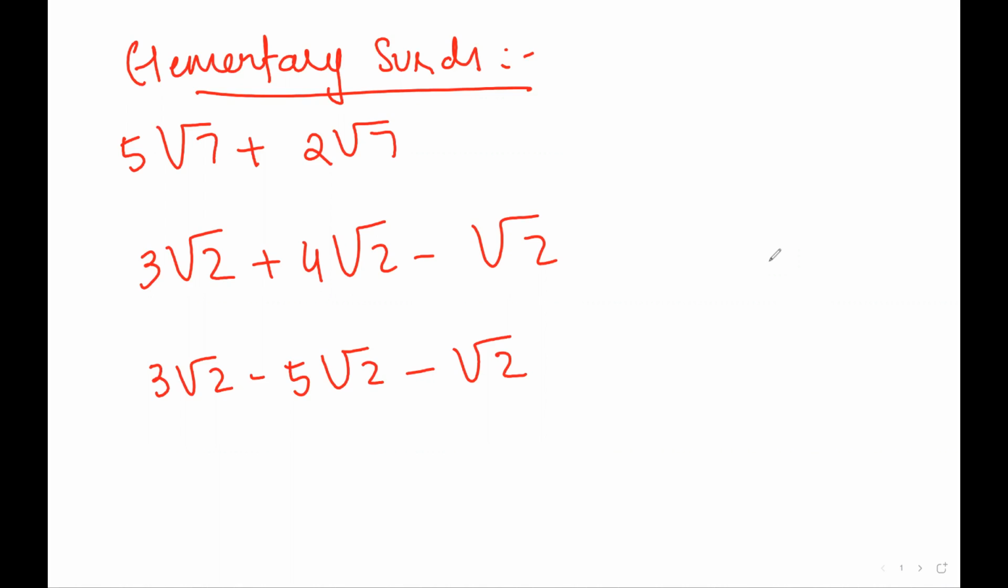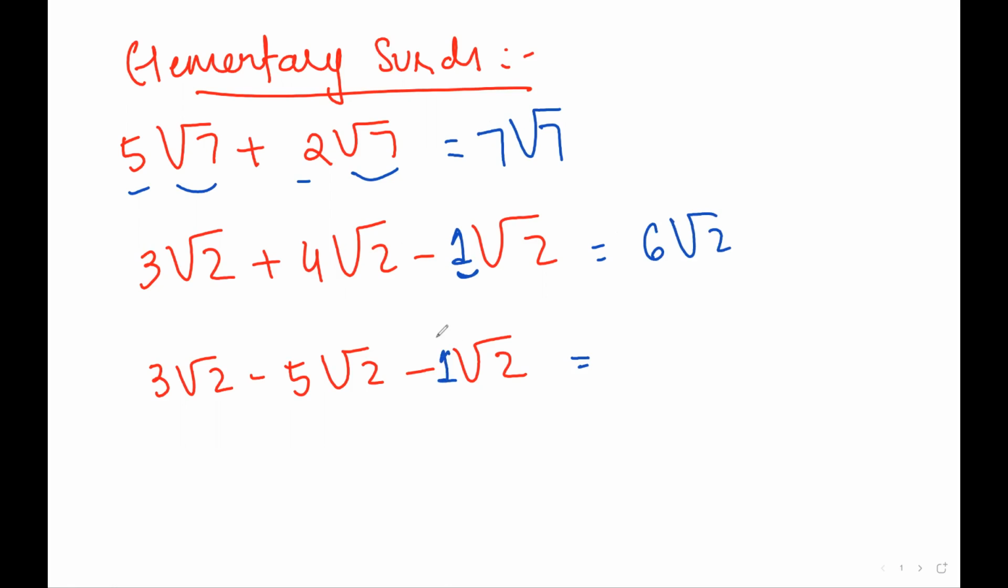Suppose if I say 5 root 7 plus 2 root 7. As both the roots are same, we can directly add: 5 plus 2 is 7, root 7. Answer is root 7. Nothing over here means it is 1, correct? So 3 plus 4 is 7, minus 1 is 6 root 2. Next, nothing over here again is subtraction, 1.